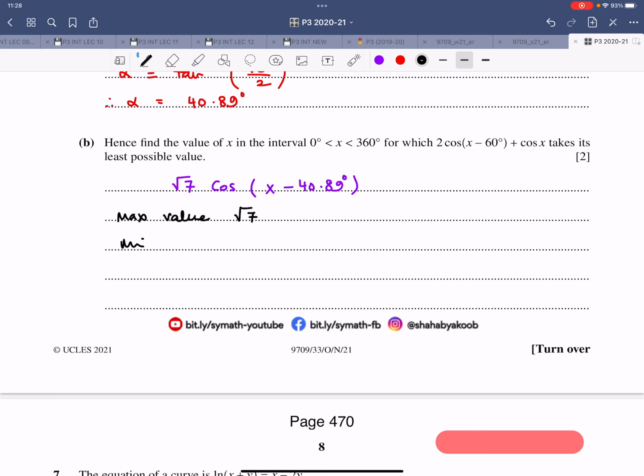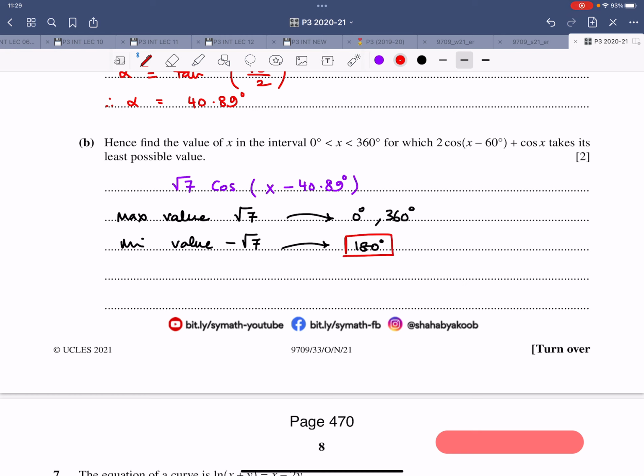The minimum value is negative root 7. Maximum occurs at 0 degrees and at 360 degrees. Minimum occurs at 180 degrees. They are not asking for the minimum value. They are asking for the value at which it occurs.